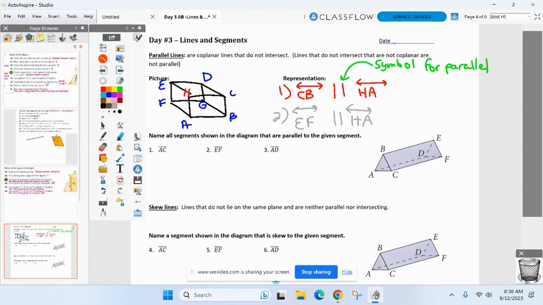Any questions? Okay, I'll give you about a minute right now. Using my diagram here, find me a pair of lines that are parallel to each of those 3. So AC is parallel to what? EF and AD. Find a set of lines in that diagram that are parallel to the given lines.